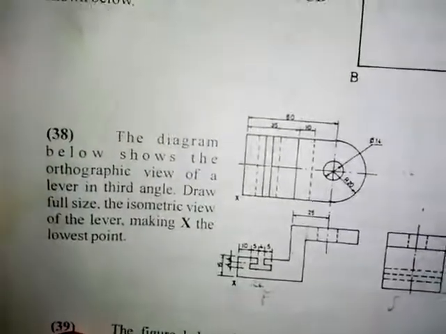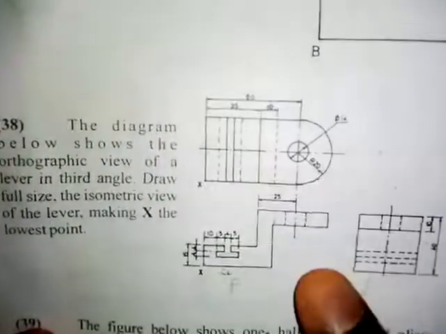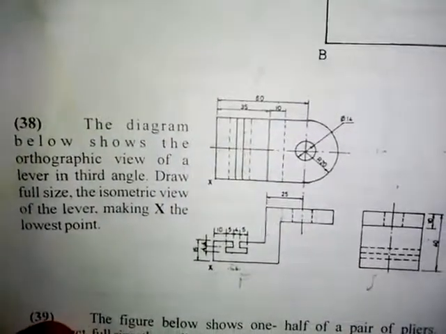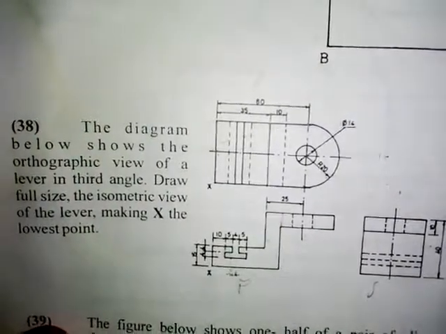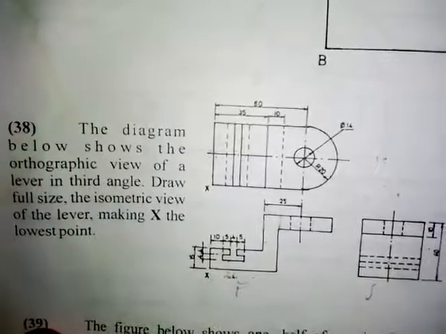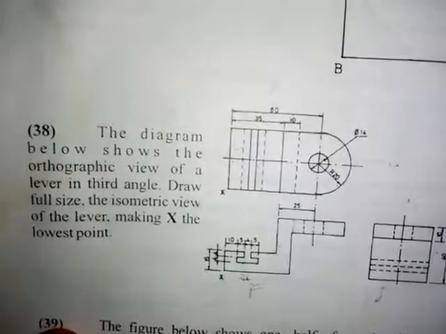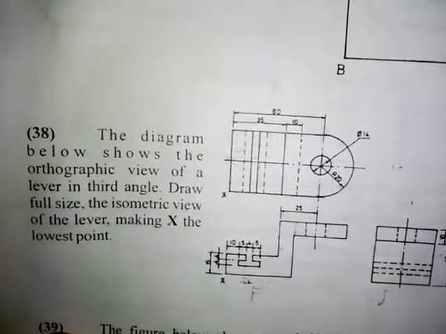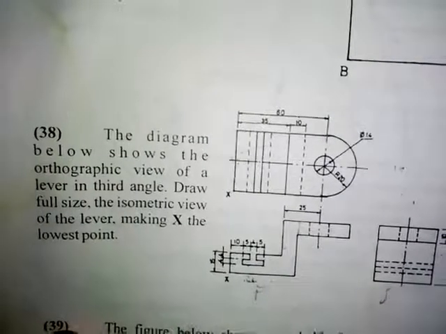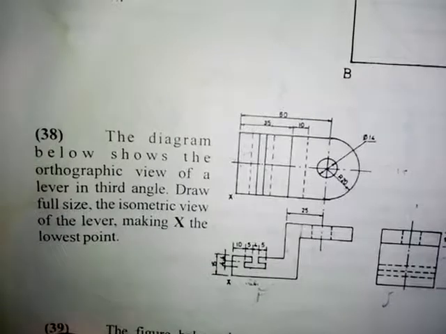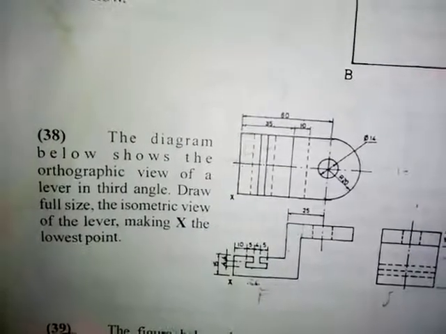Okay, now I want to show you how to solve this problem. It's actually a WAEC question and it has to do with isometric drawing. So let's read what we have here. The diagram below shows the orthographic view of a lever in third angle. Draw full size the isometric view of the lever, making X the lowest point.